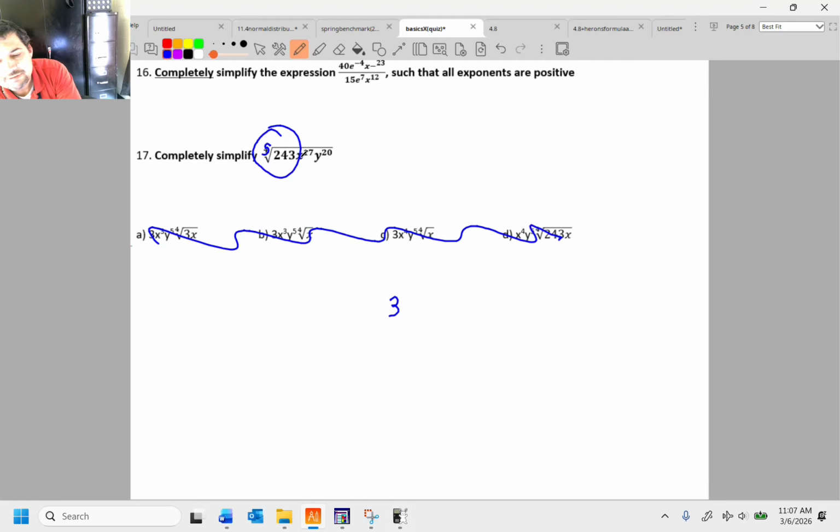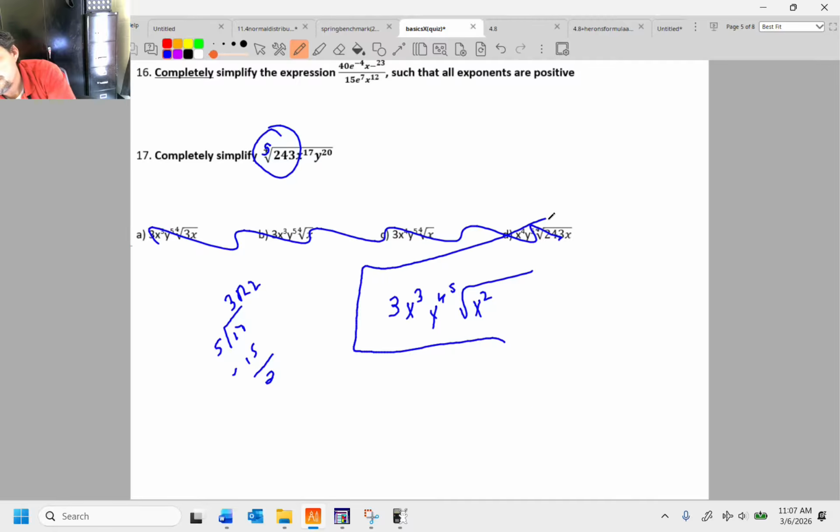5 enters 17, I'm not going to change anything else. 5 enters 17 3 times, so I'm going to have x cubed outside. Think about that. 5 goes into 17 3 times with a remainder of 2. Inside my fifth root, there's still going to be an x squared. 5 enters 20 4 times. 5 times 4 is 20, so there's no remainder. I just need to fix that. I'm glad I caught that.